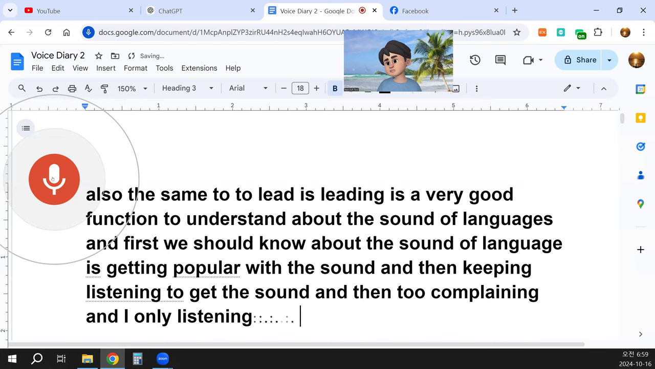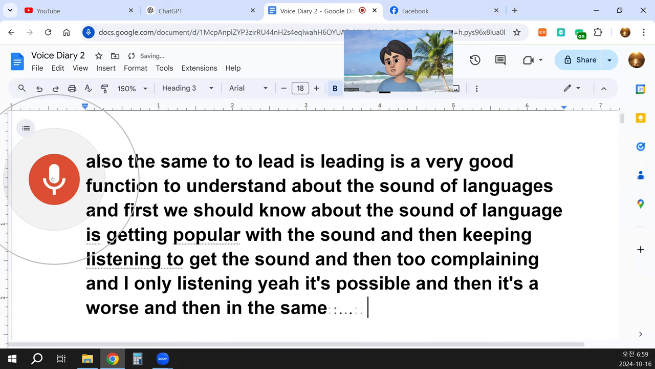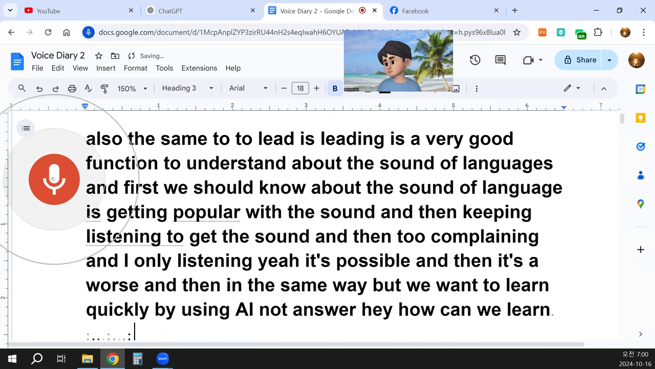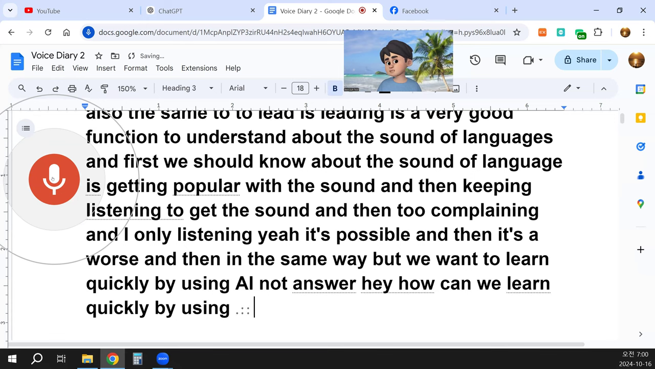Only listening is possible, but it's worse, in the same way. But we want to learn quickly by using AI. How can we learn quickly by using AI? For example, the sound of languages and understanding about sound.